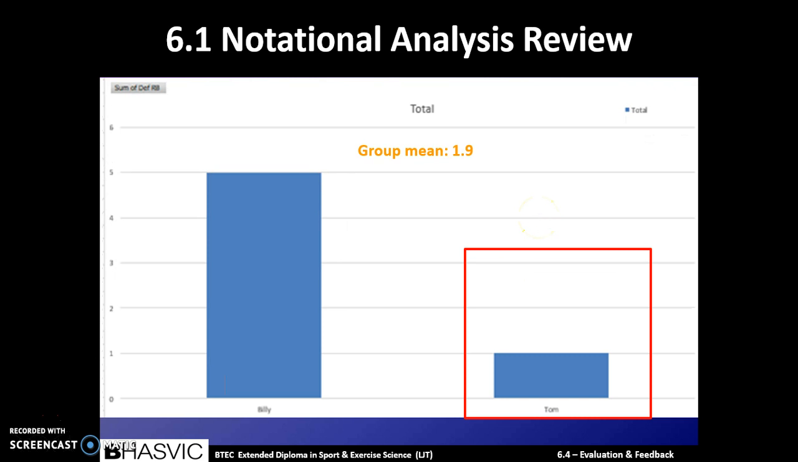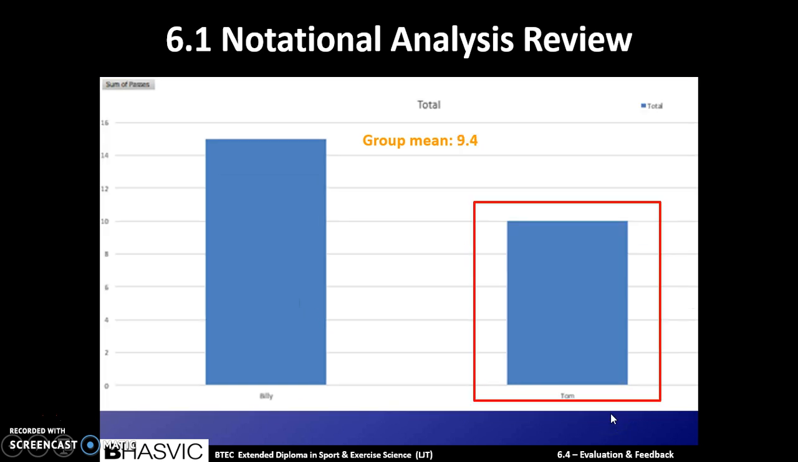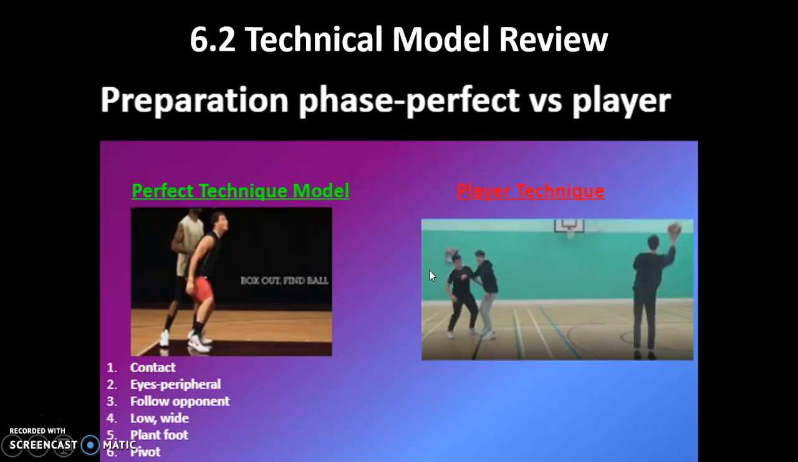We also looked at your defense, which was substantially lower. As we said before, rebound is a huge thing for a small forward. It's a huge skill, and it's quite poor from you. Your passes were better. It was good, it was up there. And then obviously we had 6.2, the technical model, where we looked at the box out and rebound, so the preparation phase. Obviously here's you, and here's our elite performer. This is the elite level completely.